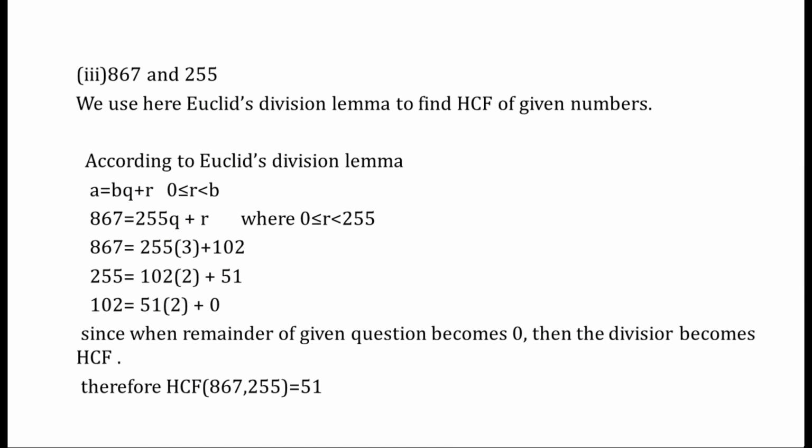Now, we use Euclid's division lemma to find the HCF of the given numbers. Similarly, we can solve this question with the previous pattern. We take a as 867, the bigger number, and 255 as the smaller number b, and apply a equals bq plus r. We put it in the formula and we get the HCF of these numbers as 51. We repeat the same procedure until we get the remainder as 0. When we get the remainder as 0, this number b is the HCF of the two given numbers.